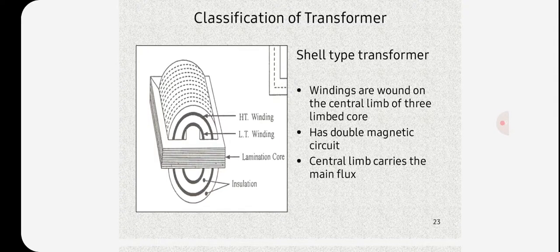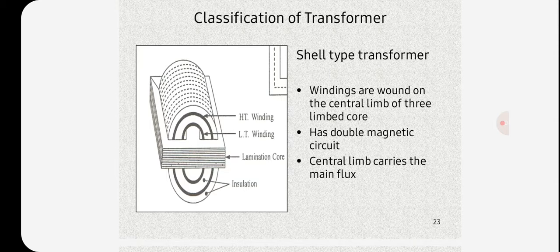Next we go for the shell type transformer. In shell type transformers, the winding is surrounded by the core. It has three limbs, so two side limbs and one central limb. The width of the central limb is twice that of the side limbs.